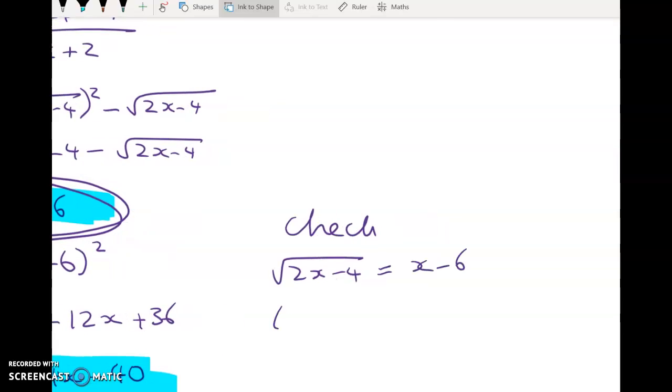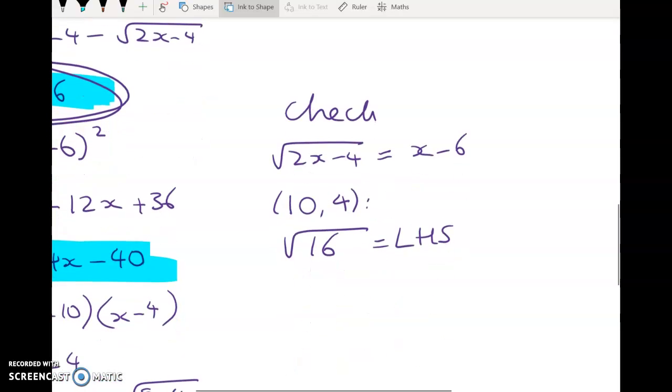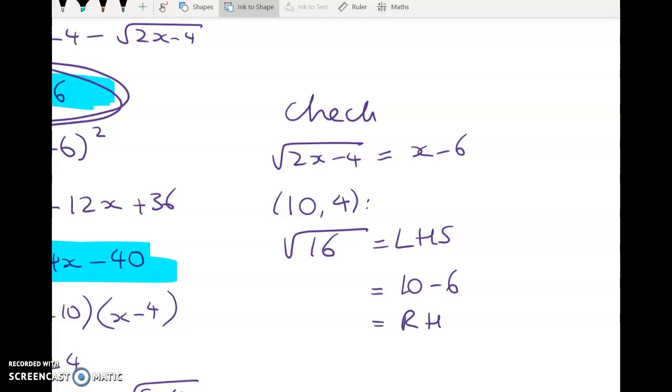So at, what's my first point? 10 and 4, we get this, the square root of 16 on the left-hand side. Right, so root 16 is the left-hand side, which is equal to 10 minus 6. Yeah, so it works. Okay, so it's valid.